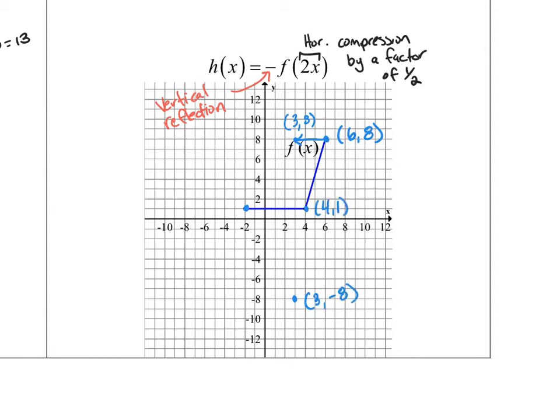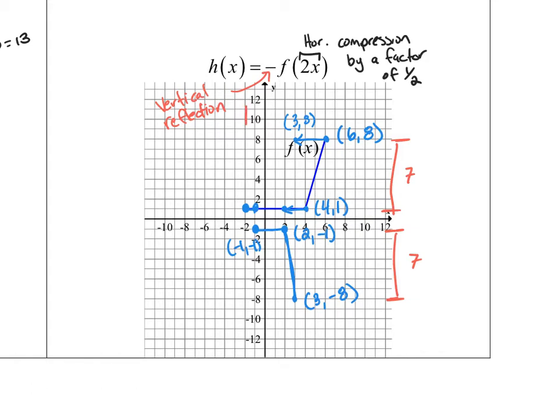Okay, (4, 1): compress horizontally by a factor of a half, and then reflect. So (2, -1). Okay, (-2, 1): compress horizontally by a half, and then reflect. I become (-1, -1). And then it's the same kind of shape, but notice the length of the range did not change. The range previously went from 1 to 8, which is a length of 7. It now goes from -1 to -8, still a length of 7. That didn't change, but the length of the domain changed.